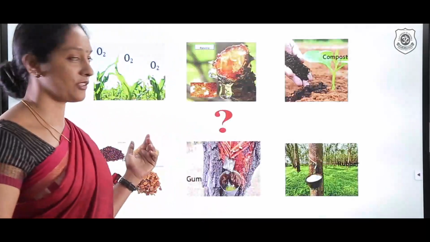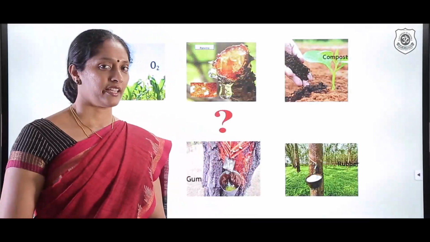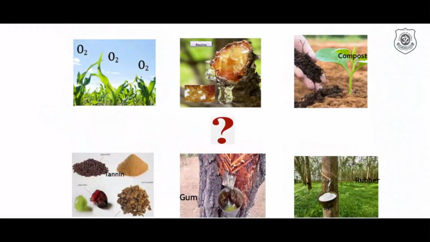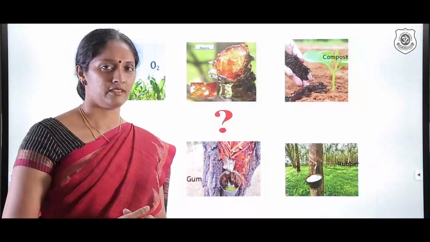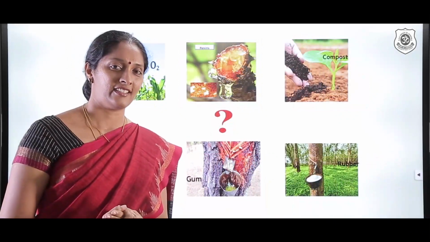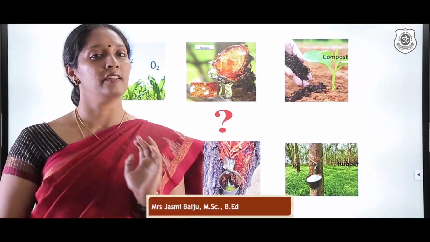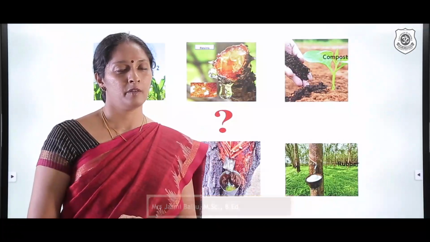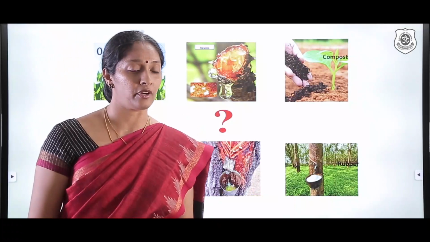Namaste students. Let us look at these pictures today and try to understand what they mean. It shows oxygen, resins, compost, tannin, gum, rubber. What are these? If you're thinking these are plant products, yes, you are right. These are all plant products. But do you know these are the excretory products of the plant?